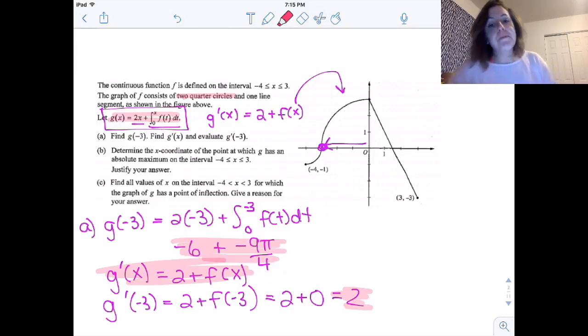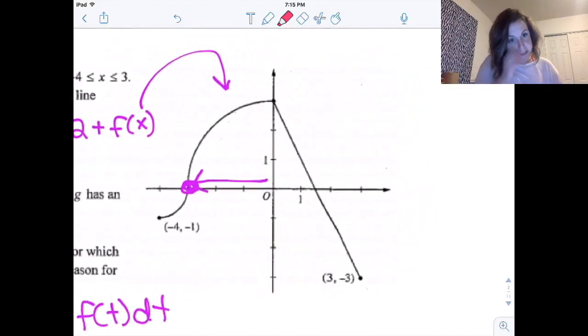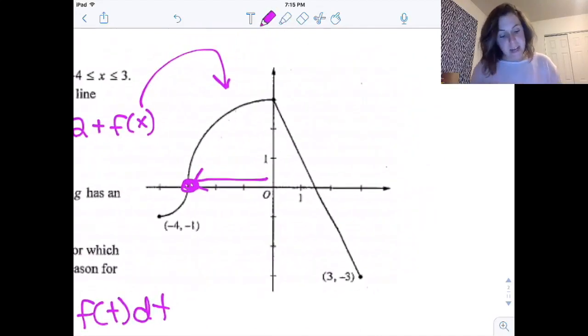All right, part B is a little trickier. So part B says, determine the x-coordinate of a point at which G has an absolute maximum. And so this is going to take some logic because it doesn't just say a relative max. So to be an absolute maximum, we want to either be an endpoint or we want to be where the most accumulated area is. So looking at this right here, my endpoints are right there and right there.